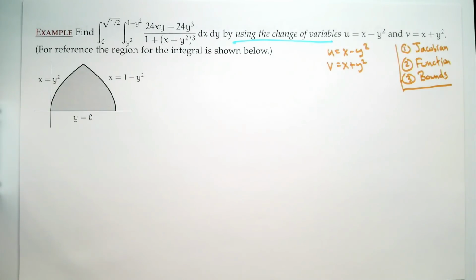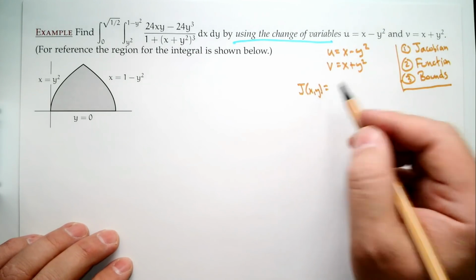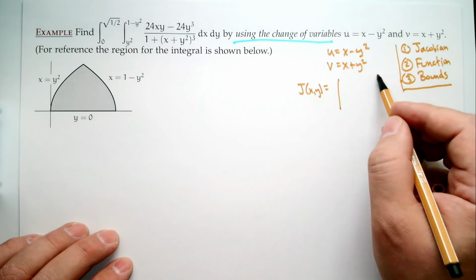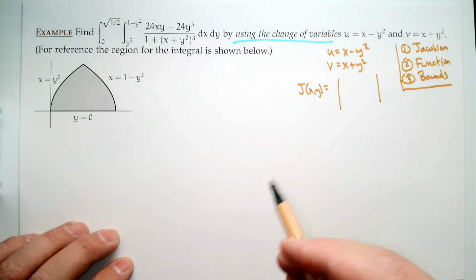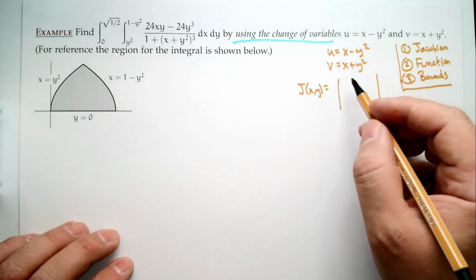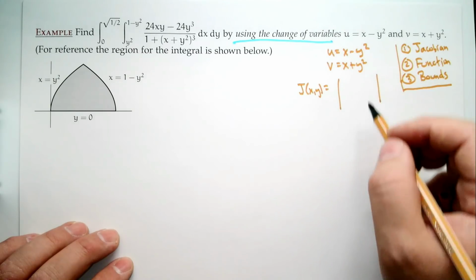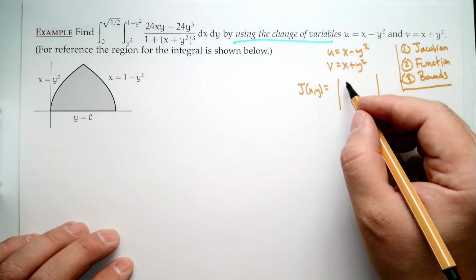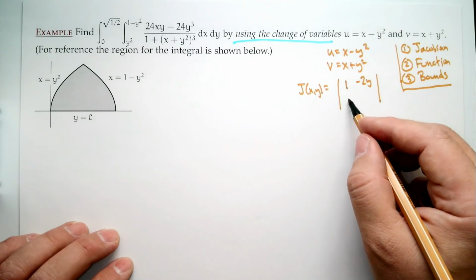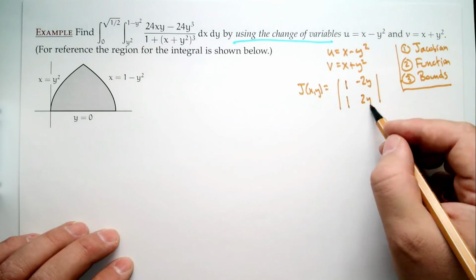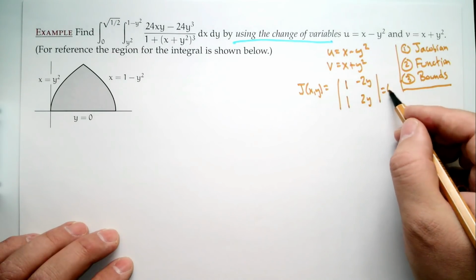When we're talking about the Jacobian, I'm talking about looking for the Jacobian of x, y. So we're going to do a little 2 by 2 derivative. And derivatives here are very forgiving. So if you don't remember the exact form, it's okay. The key is you have, say, your variables u and v in one direction and x and y in the other direction. So if we have u sub x, 1, and u sub y, minus 2y, v sub x, 1, v sub y, it's 2y. Take your 2 by 2 determinant. 2y minus minus 2y gives us 4y.